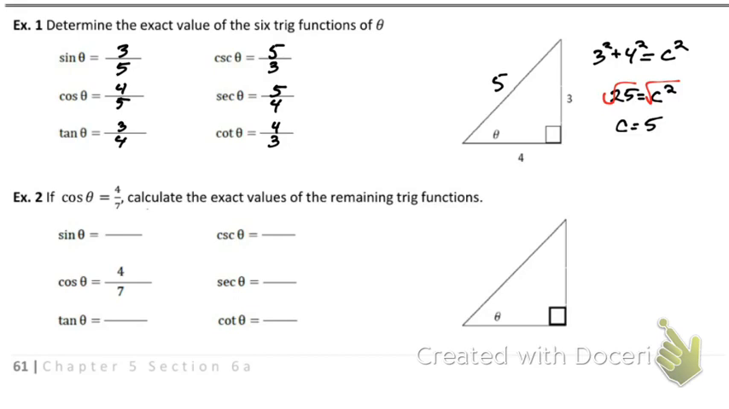Sometimes they won't give you the sides. They'll give you what your cosine theta equals. So your cosine of angle theta equals 4 over 7. Well, cosine is adjacent over hypotenuse. So they did give you the hypotenuse, and they also gave you your adjacent side. Now you just have to figure out that missing side using that a squared plus b squared equals c squared, right?